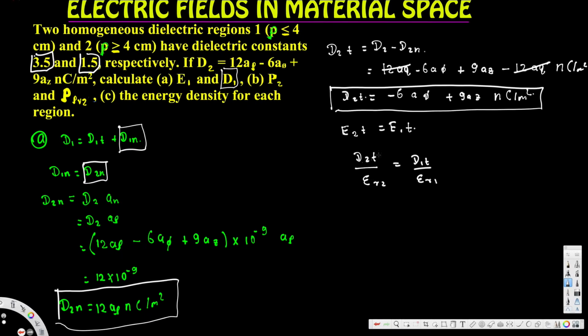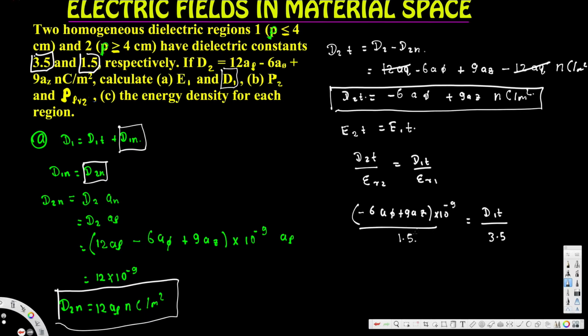So D2t we just calculated right here. That's negative 6a5 plus 9az divided by dielectric constant 2, that is 1.5, and also I have to put 10 to the power minus 9 right here because it's nano. That's equal to D1t divided by dielectric constant 1, that is 3.5.